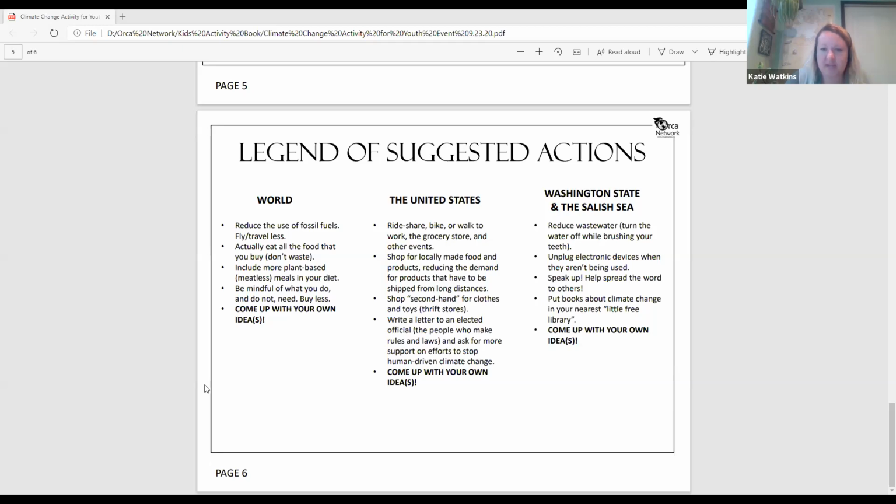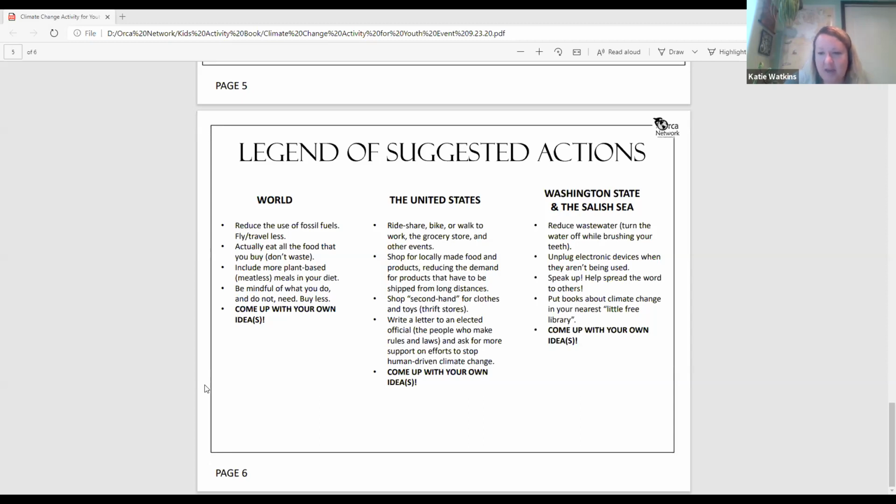So for the world, did anybody have any thoughts about things that we can do? So suggested actions that we can do to help reduce the speed of climate change. So what we have on here are things like reduce the use of fossil fuels, fly or travel less, which actually is happening a lot with COVID anyway. Not wasting the food that you buy, eating more plant-based meals, which could even be like a lot of people just start with meatless Mondays and they go from there. Even just eating one less meal of meat a week can make a huge impact. Buy less.